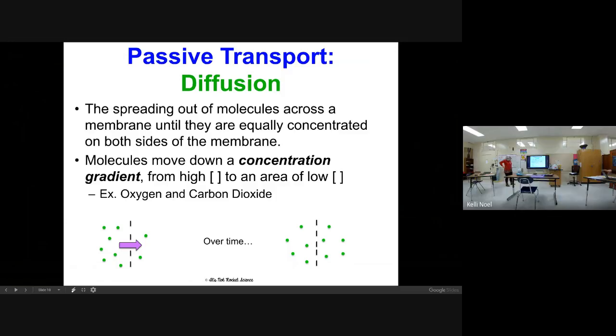All right, diffusion, passive transport. Passive. If you are passive, you are not doing or using energy. So if you are laying around at home watching TV, you're being kind of passive.